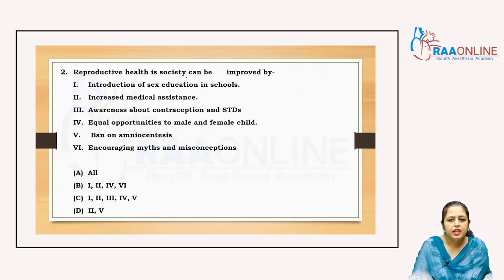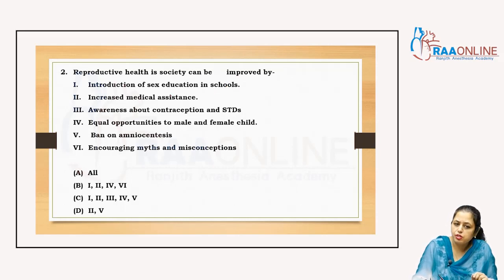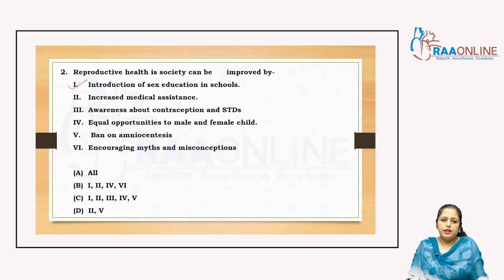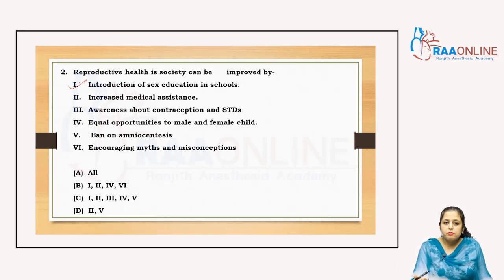Reproductive health in society, how can we improve it, right? First, introduction of sex education in schools. Reproductive health in society can be improved by giving sex education in schools, right? At the pubertic age, when the menstrual cycle appears, what kind of conditions are necessary to maintain it? What is the good touch, what is the bad touch, all these things. Nowadays in schools there is a specific session of sex education given to the students, clear?